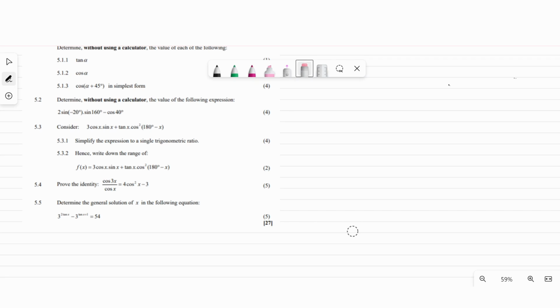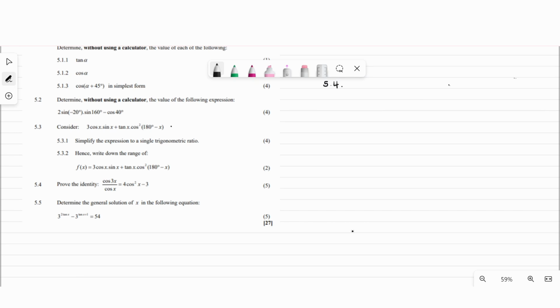Now moving to 5.3.2, it says hence write down the range of f of x, which is this expression. So we know the fact that f of x, the simplified version from 5.3.1, is equal to 2 sine 2x, right? They want the range determined by what? It is always determined by the coefficient in front of the trig ratio, which in our case is 2. So therefore our range is going to be y is an element of what? Of negative 2 till positive 2. Then this will be your range for this question.